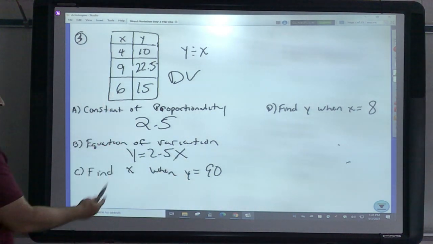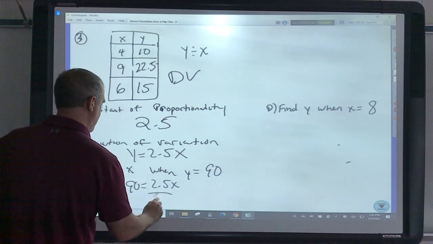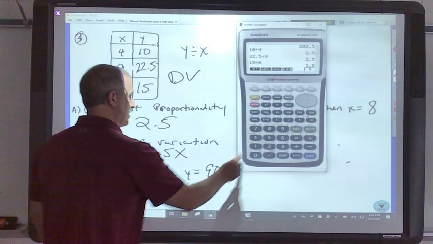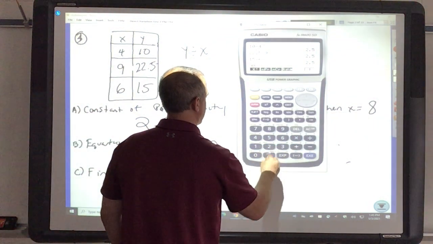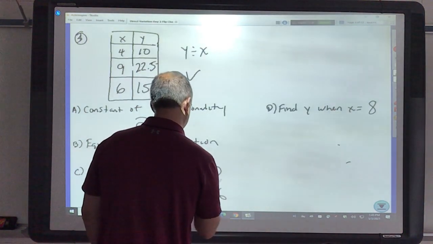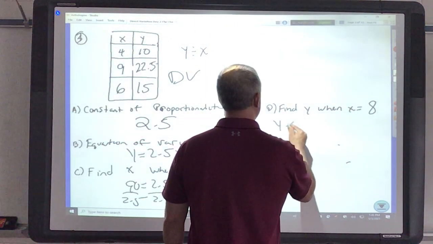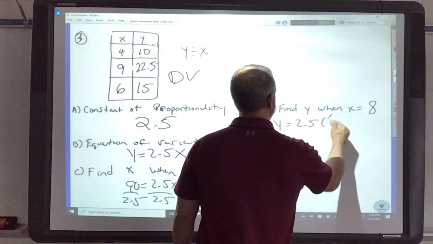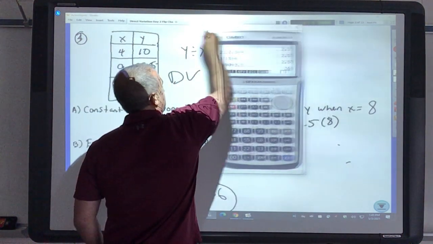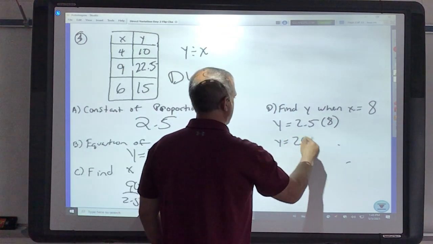Find x when y equals 90. So I just put 90 in here, and then divide by 2.5 because that's the unknown. Let's see what 90 divided by 2.5 is. It is 36. Now, find y when x is 8. So y equals 2.5 times 8. This is the scenario where they're on the same side. 2.5 times 8 is 20.